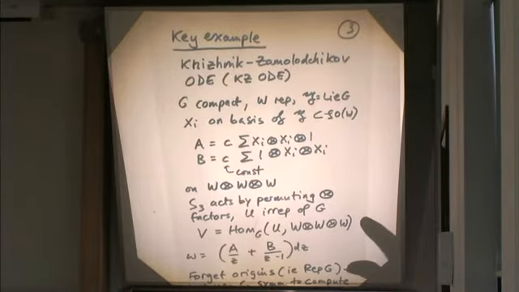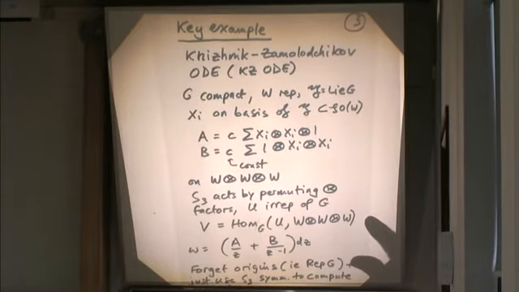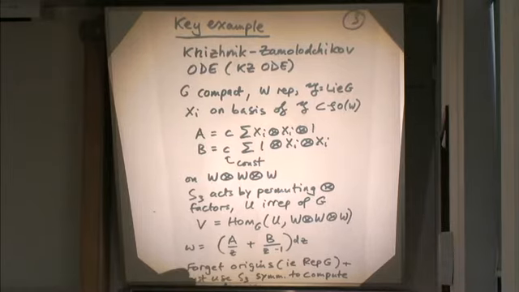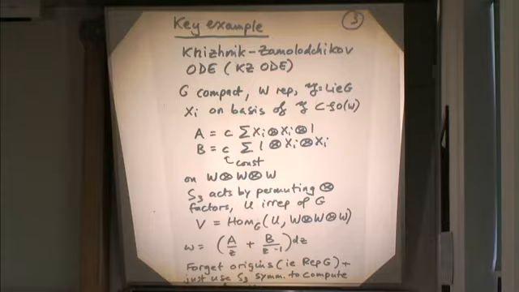Well, the key example, so I said, somehow this came from a group, and we're going to forget it, we're just going to keep that data, is the conformal field theory, the KZ equation, the ODE. And so here you take G, a compact group, acting on a vector space W unitarily.